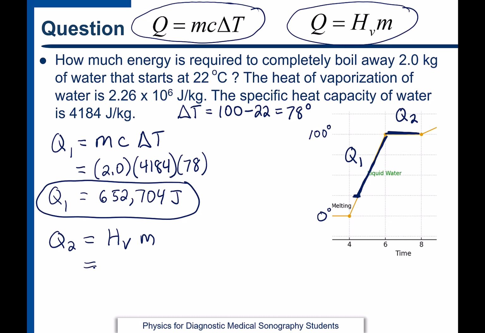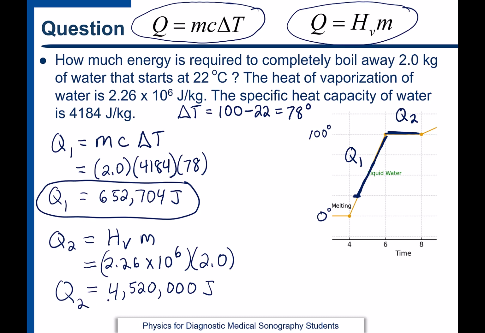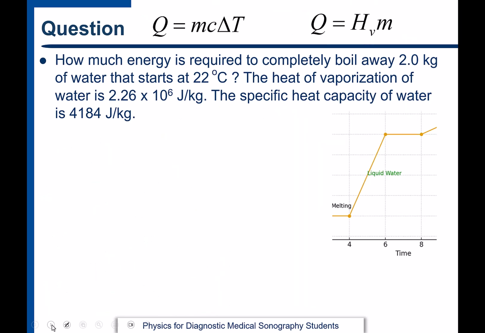And the heat of vaporization given here is 2.26 times 10 to the 6th. And we want to multiply that again by our mass of 2 kilograms. When you calculate that, you should get 4,520,000 joules. So that's Q2. And now again, we just need to put those answers together.